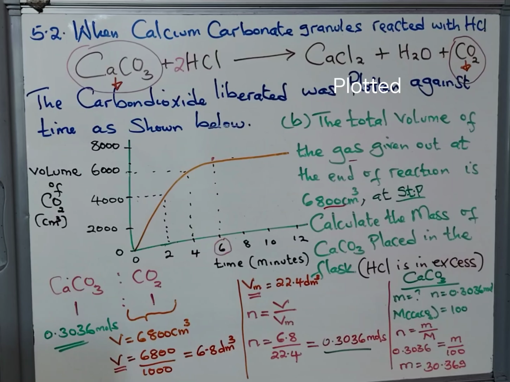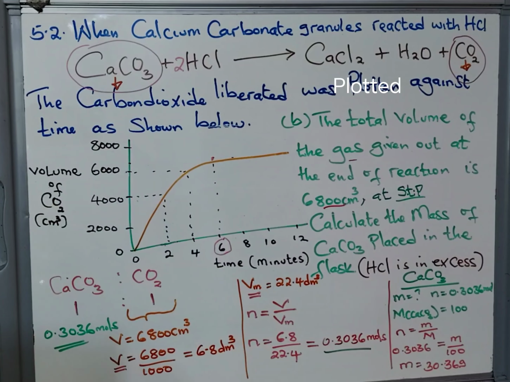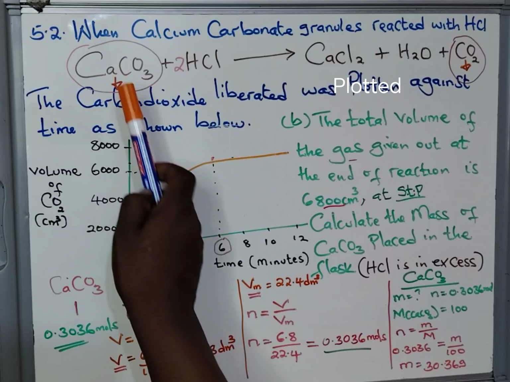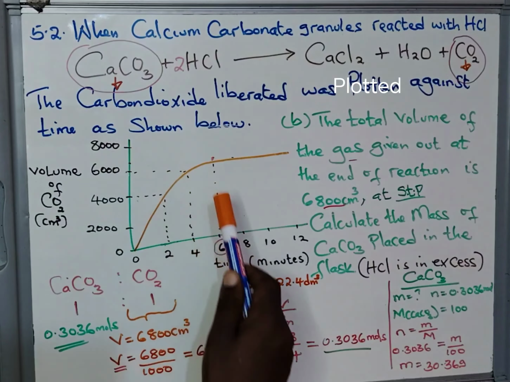We have to know that by stating that HCl is in excess, they are trying to tell you that HCl is not the limiting reagent. Our limiting reagent was calcium carbonate. So which means that when calcium carbonate was finished, no reaction proceeded. So our volume liberated, the calculation is based on the limiting reagent.